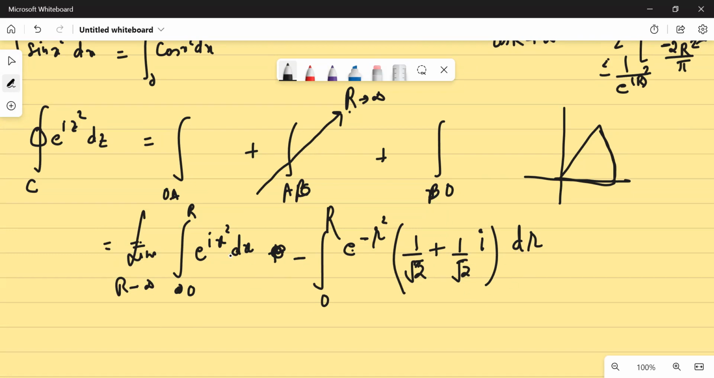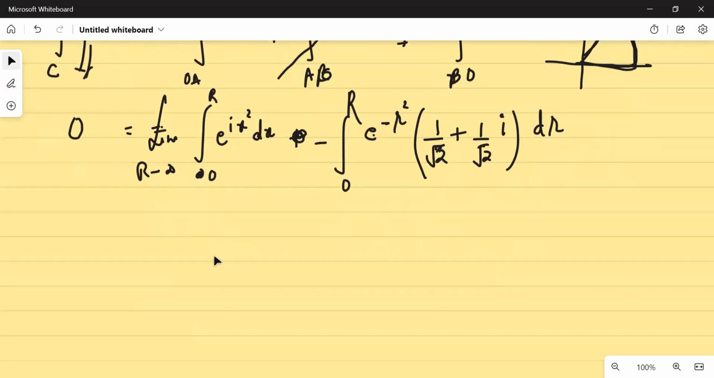Understand my point that in this particular contour, your e to the power iota z square is completely analytic. What is the problem for this function? There's no problem as such. e to the power iota z square is completely analytic in this contour, so this integration would come out as 0. Clear? What problem can e to the power iota z square have? It has no problem in this particular closed region.